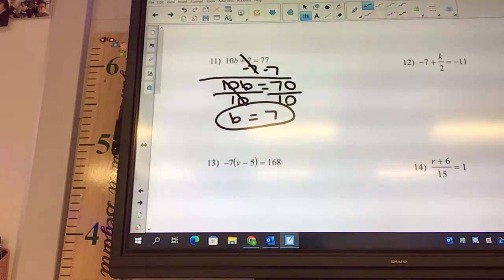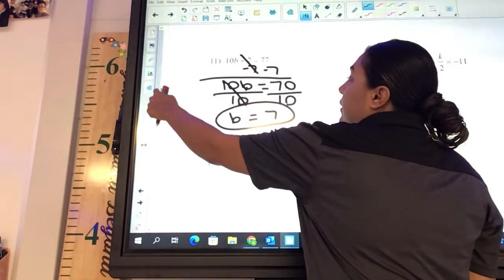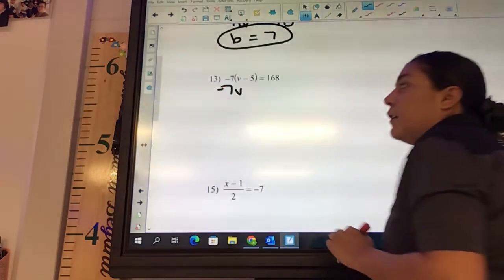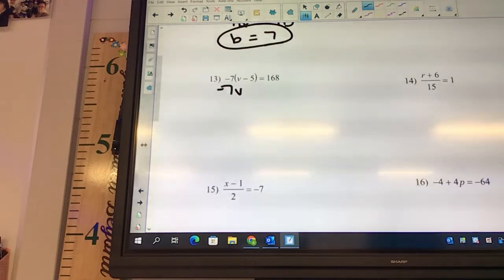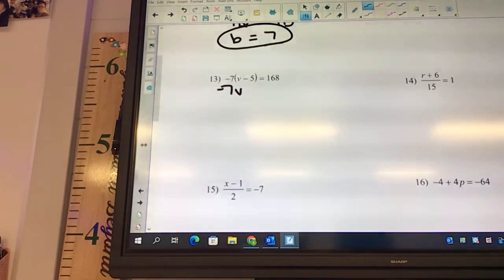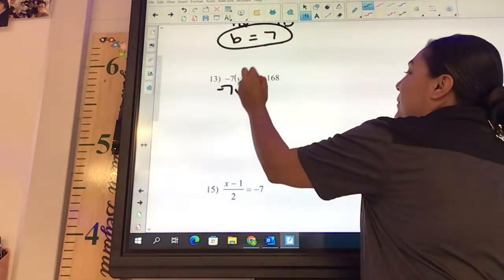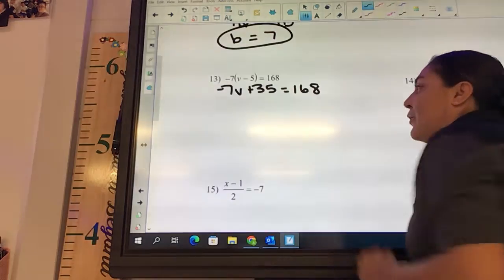Okay, 13. What needs done first? Distribute. Okay, so negative 7 times v. Negative 7v. Hannah, what's negative 7 times negative 5? Hannah, are you sure? No. It's positive 35. See, Hannah, now I feel the need to pick on you.